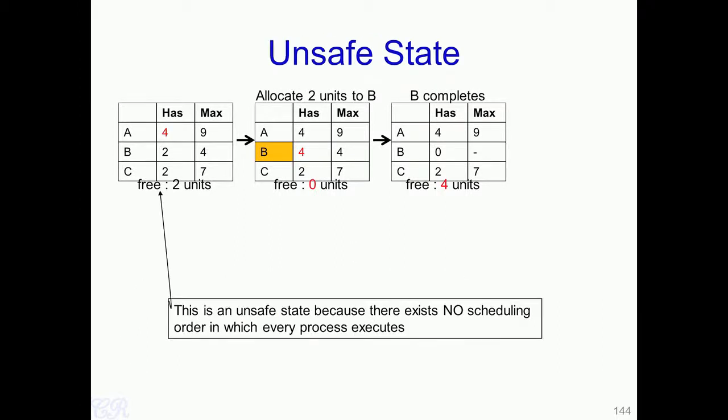Now, let us look at another example where the state we start with is that A has 4 units, B has 2 and C has 2. So, a total of 8 units are present with A, B and C respectively, the number of free units is 2, and the maximum credit limits of each client are as before 9, 4 and 7 respectively.